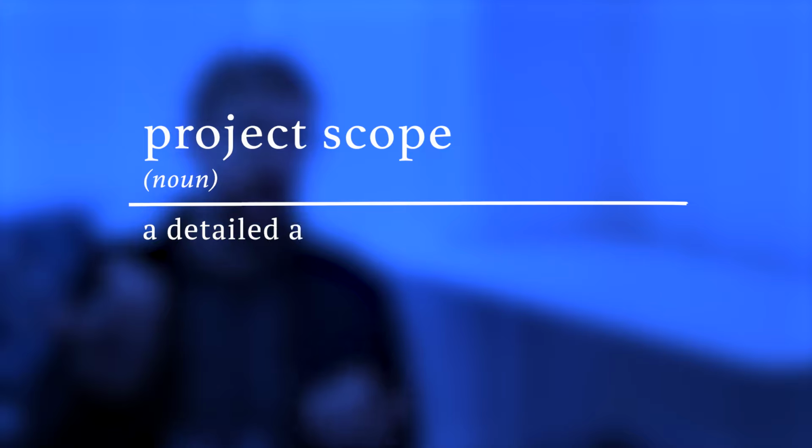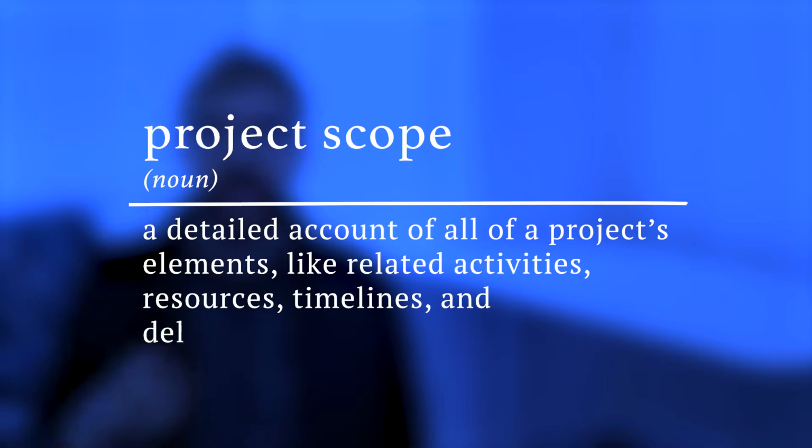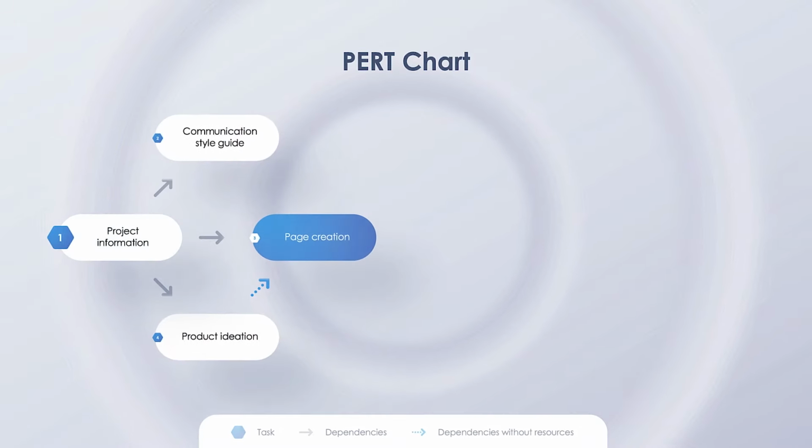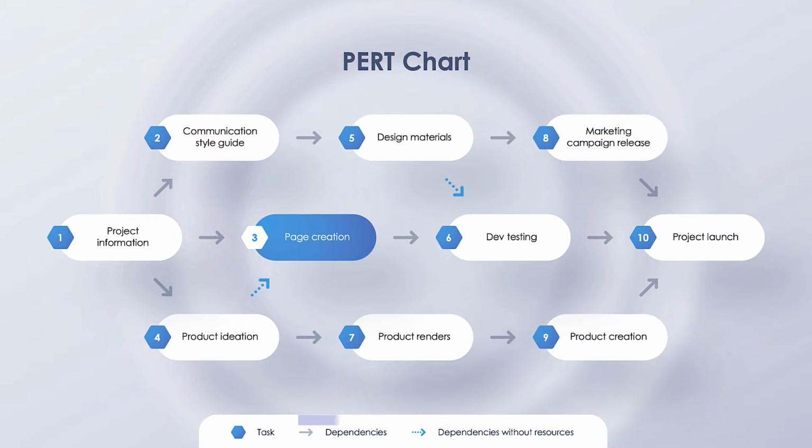The first step to any project plan is the project scope. This is a detailed account of all the project's elements, like related activities, resources, timelines, and deliverables. However, even the tasks you do plan for can hold your project back. That's because many tasks are dependent on one another, even those that don't happen in sequential order.